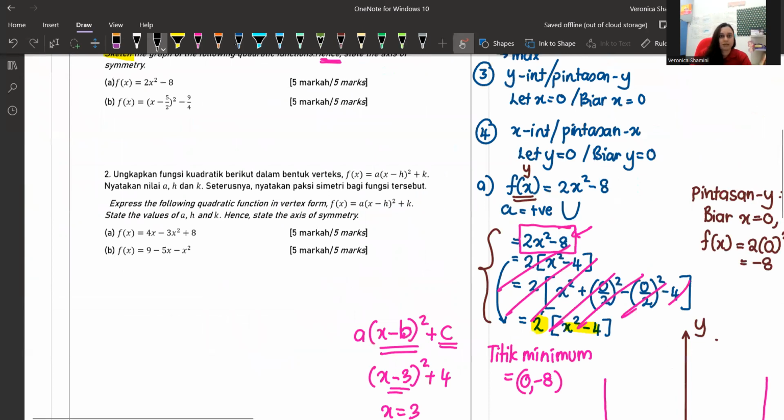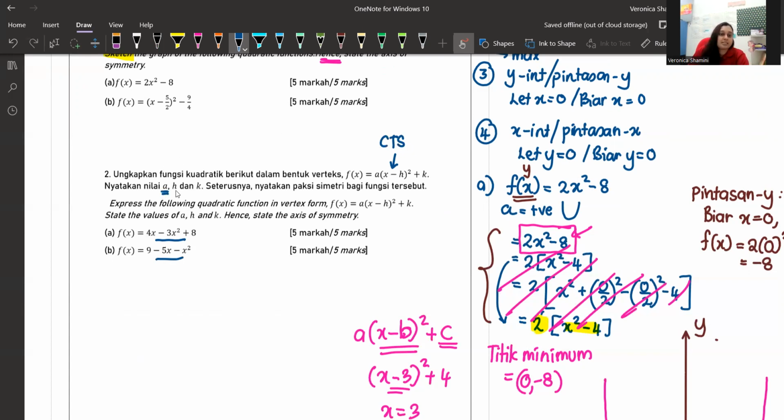Okay, ungkapkan. You have to express the following in vertex form. So if you see here, you want to change to that bentuk vertex. Okay, you see the original question here. This is bentuk biasa, right? Bentuk general form. Okay, nak tukar tu bentuk vertex. So memang must do CTS or penyempurnaan kuasa 2. Okay, so you have to change it.